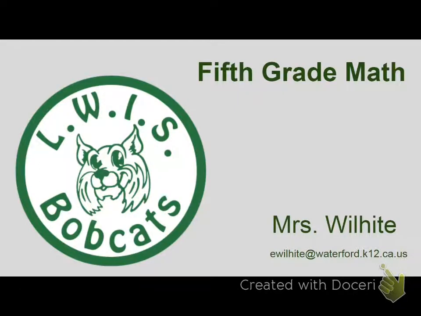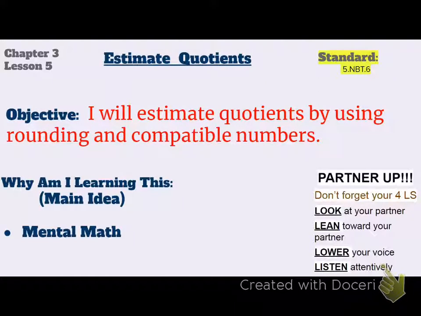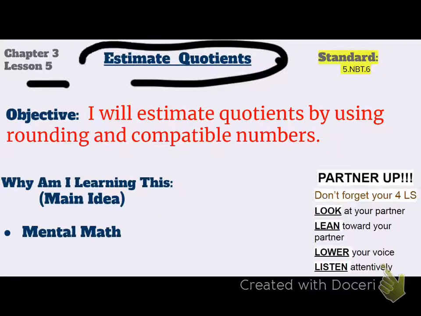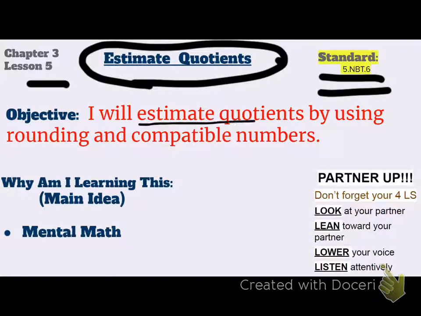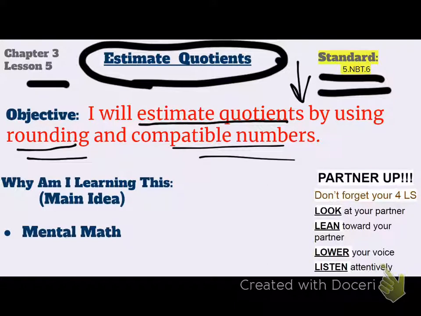We are still in chapter 3. We're actually going to start chapter 3 with lesson 5 today, and it's estimating quotients. And it is a 5th grade standard, so it's something you have to learn in 5th grade. I'm hoping that at the end of today's lesson you'll be able to estimate quotients by using rounding and compatible numbers. So again, we're hoping to get an answer through estimation, and we're going to use some rounding and some compatible numbers.